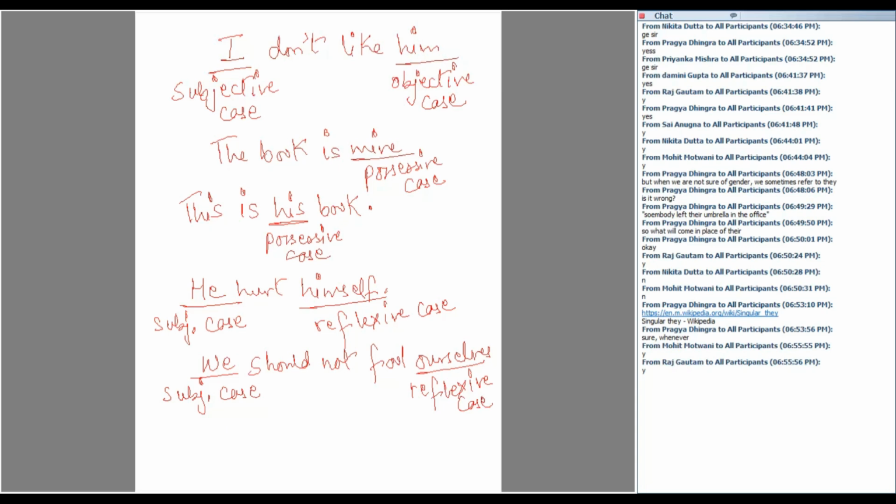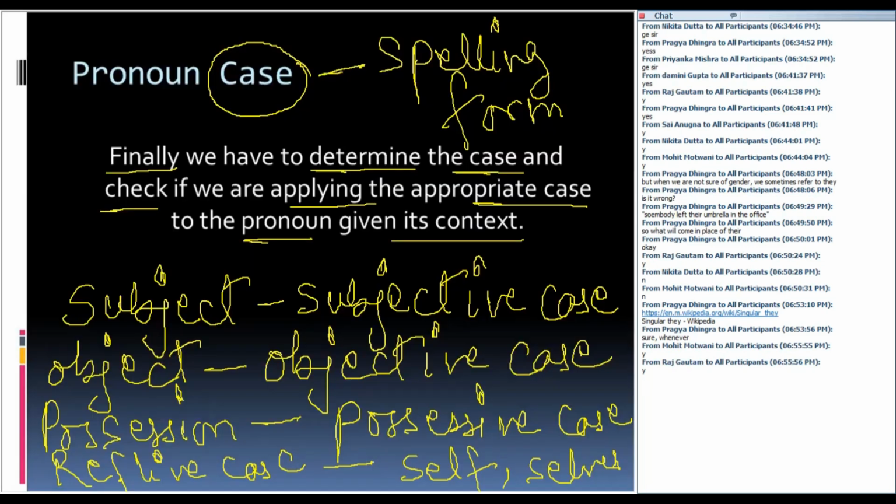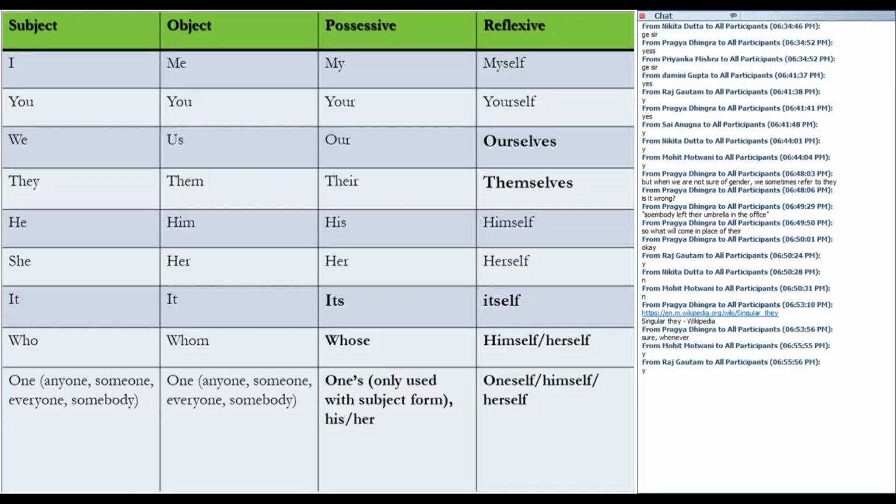This table shows you that for a particular pronoun, what is its subjective case, what is its objective case, what is its possessive case, and what is its reflexive case. So this table will help you. You will have to learn this table. In fact, I think most of you are already aware. There are just one or two things that I will want you to focus a lot on.